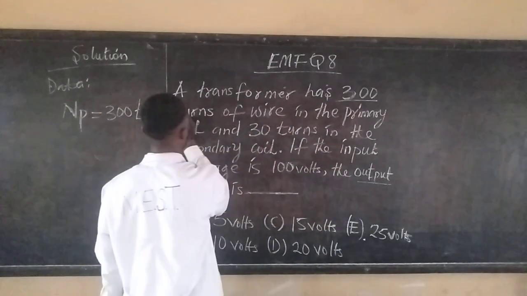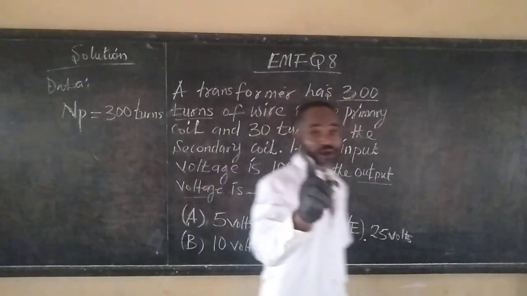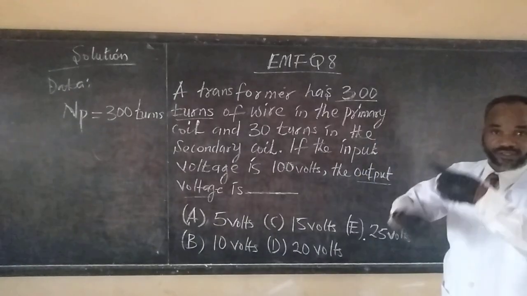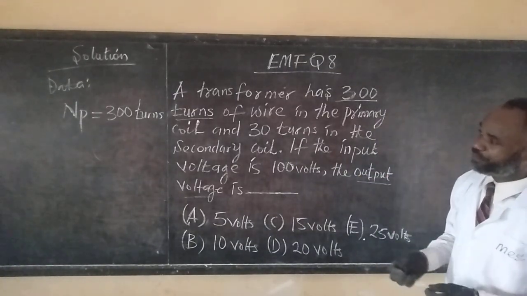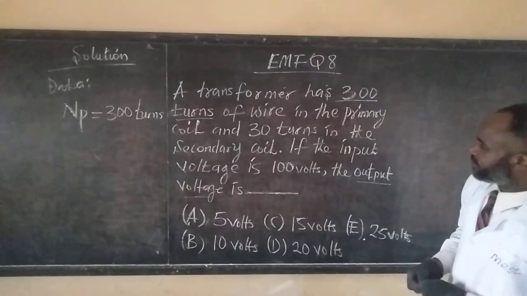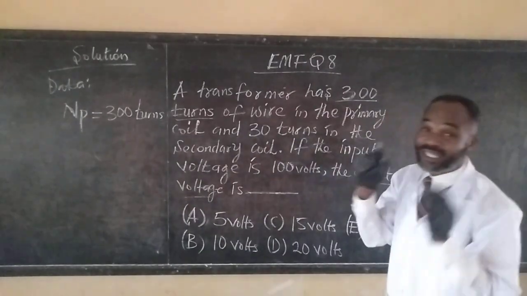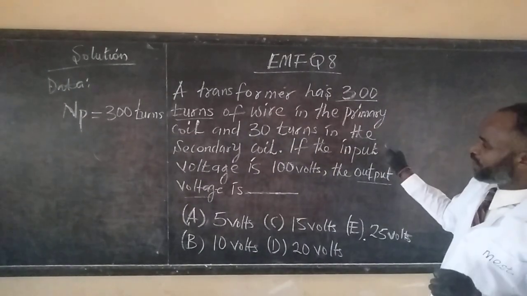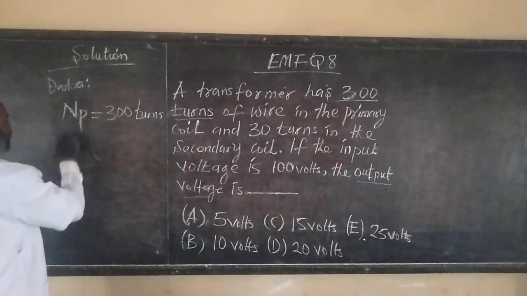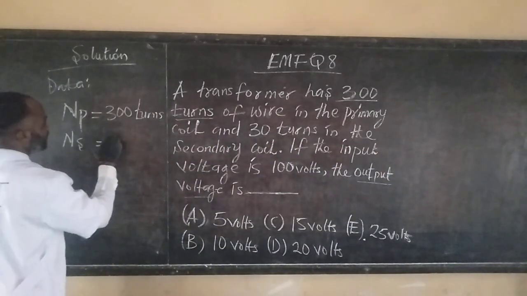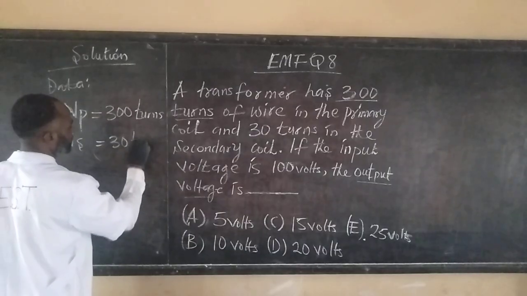300 turns in the primary coil. Number of turns in the primary coil is 300 turns, NP. Now, only 30 turns in the secondary coil. In the secondary coil, we have NX, only 30 turns. Can you see that?